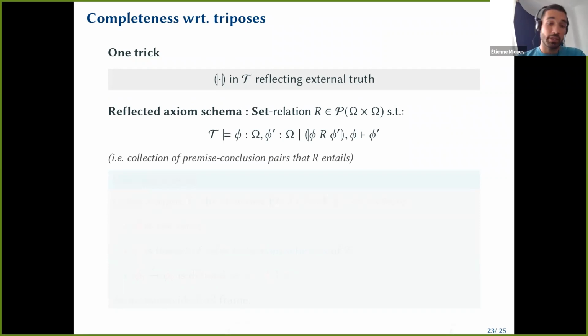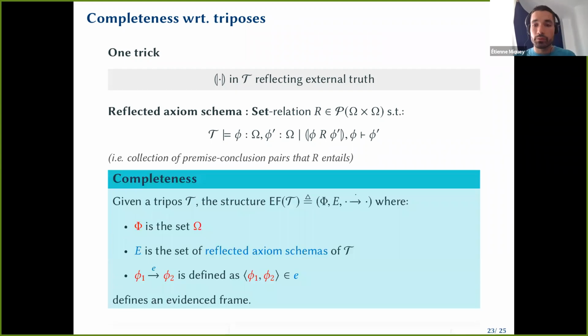And I wasn't the magician, it's Ross, so I won't show you the trick here. But we have a way to also define an evidence frame from a tripos. And the construction works for any tripos that has somehow a construction to reflect external truth. So it's a very loose assumption in the sense that it's valid for any set-based tripos or any tripos that satisfies the axiom of choice or many things. So we express it like this because it's the minimal assumption we found to define the construction.